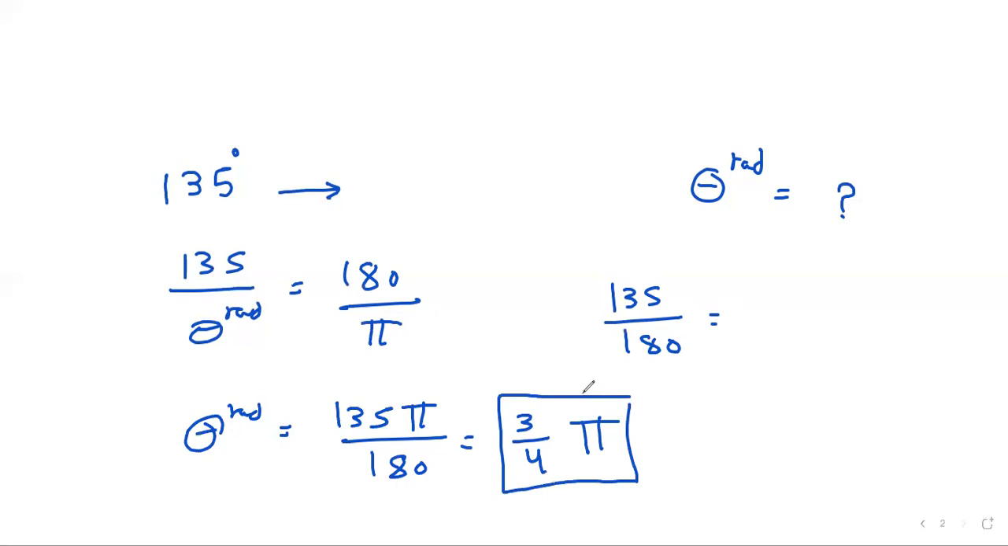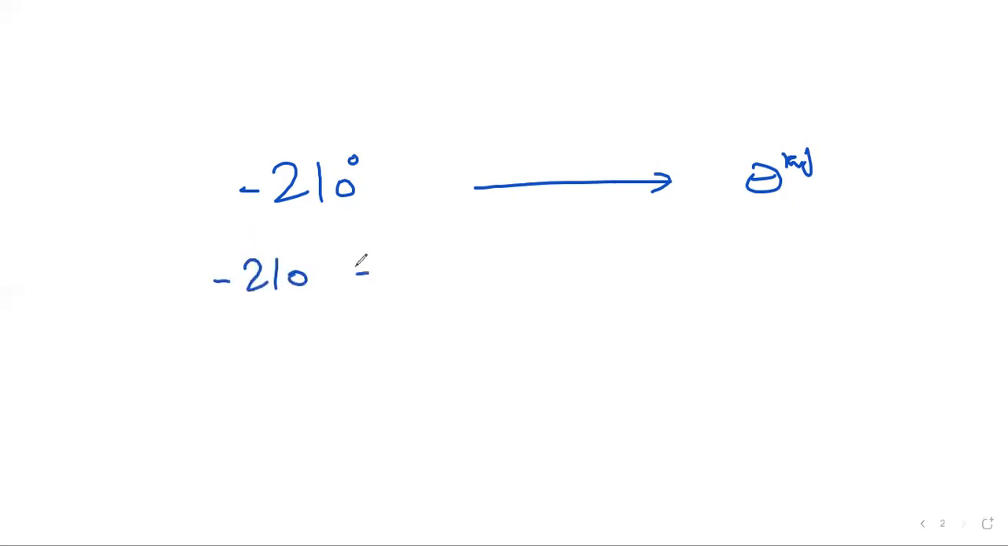Mariam, what about negative 210? Negative 210 over theta radian. Yes, that's right. But I recommend to first add 360. If you remember, adding 360 to a negative angle gives an equivalent angle, just to cancel this negative. So negative 210 plus 360 equals what? 150.